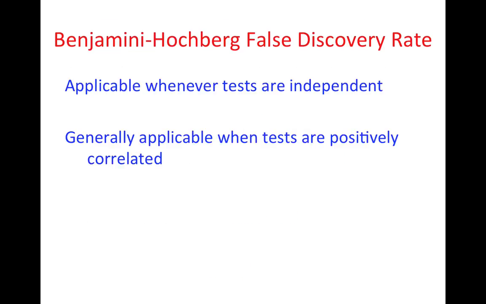Benjamini-Hochberg is applicable whenever the tests are independent. If the tests are positively correlated with each other, it's typically appropriate as well. And this is a method I'd suggest if you're dealing with a lot of different questions. If you're using any kind of biological data or chemical data, I would recommend Benjamini-Hochberg.